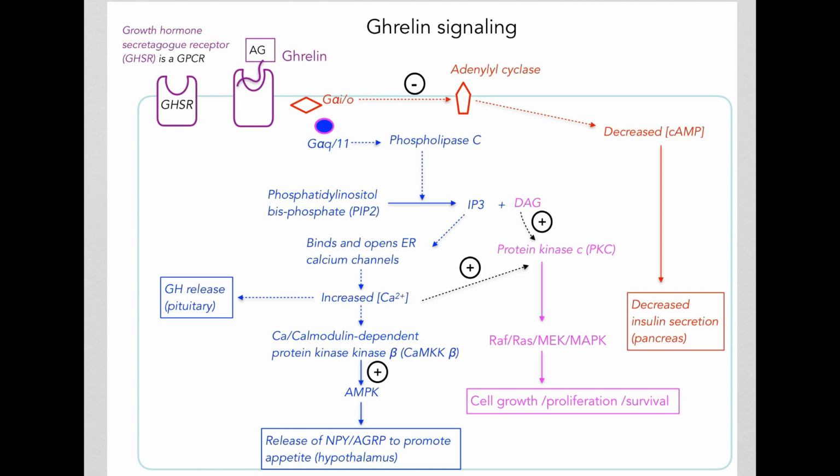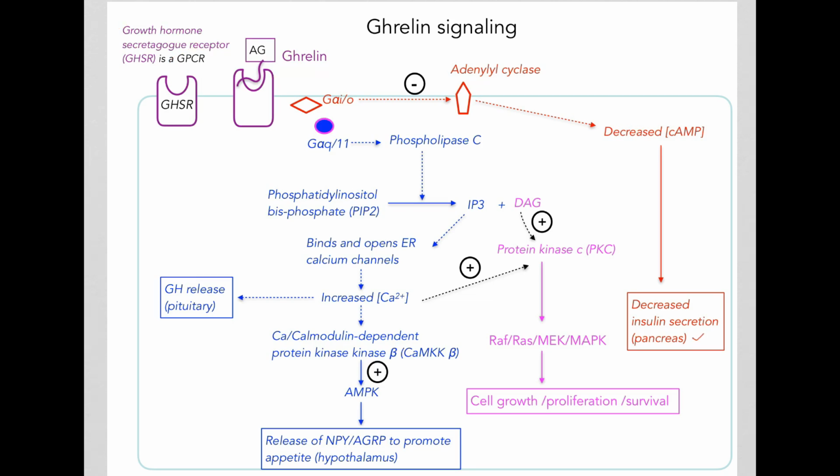So when ghrelin is released into the bloodstream by the PD-1 cells of the stomach, the ghrelin will bind receptors on target cells, and this receptor is called growth hormone secretory receptor, GHSR, and this receptor is a GPCR, a G protein coupled receptor. Binding of the ghrelin to the receptor leads to the activation of several G proteins that are associated with this receptor.